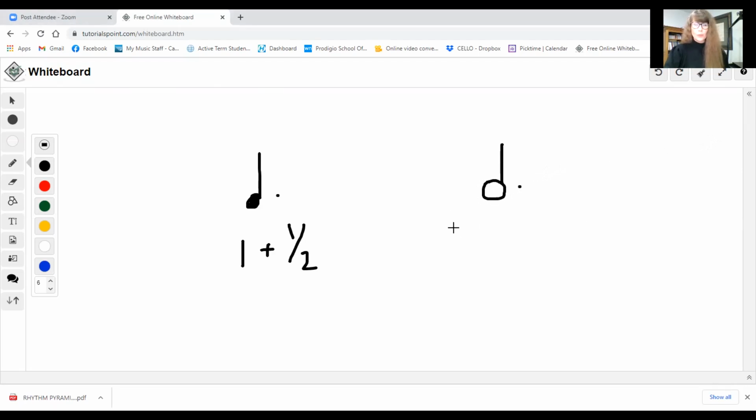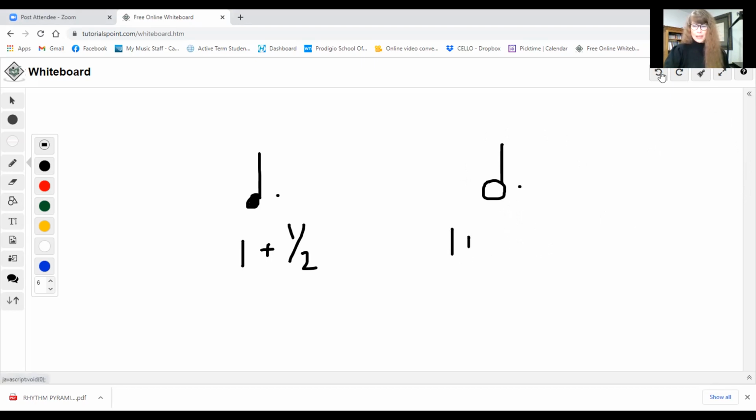Now half notes are worth 2 beats. So we have 1 beat plus 1 beat plus. Now we just learned that that dot takes half the value of the note. So half of a half note is worth a quarter, and that's 1 beat. So here that dot represents 1 beat. So a dotted half note represents 3 beats.